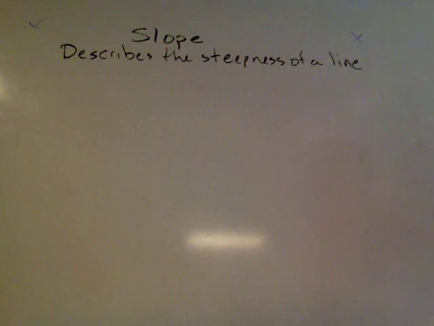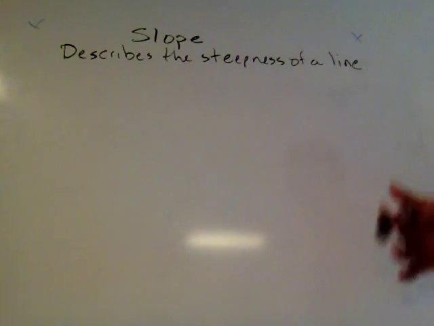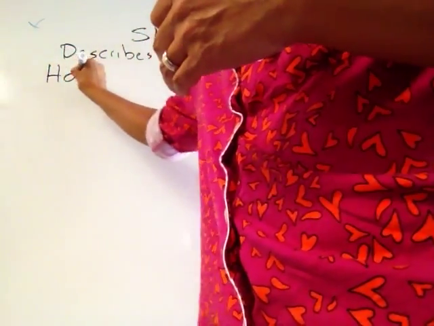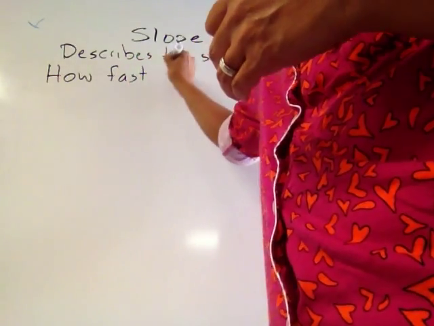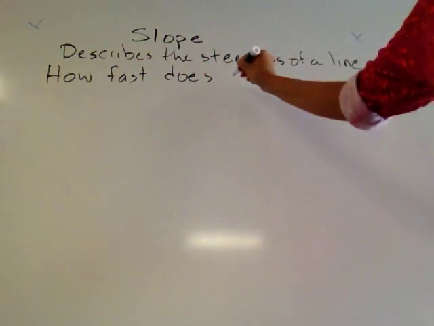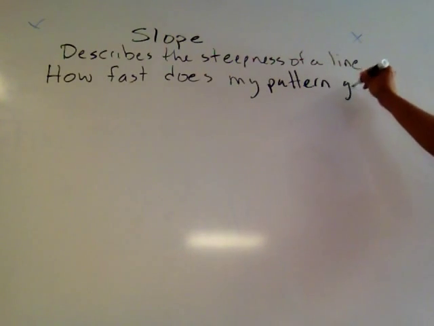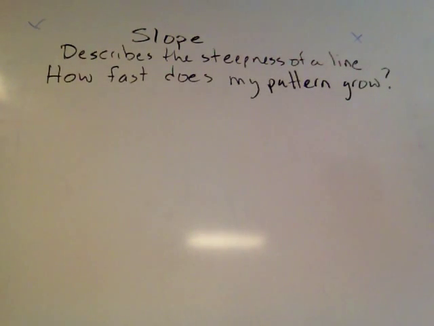Right, today in class we talked about slope, and there's a lot to talk about with slope, but what I want to focus on for day one is that it describes the steepness of a line. In fact, more importantly, in context of what we've been talking about, we want to know how fast does my pattern grow. Okay, so those two are talking about the same thing.